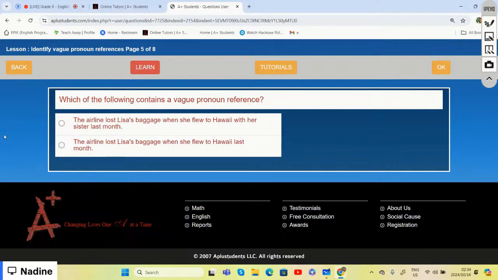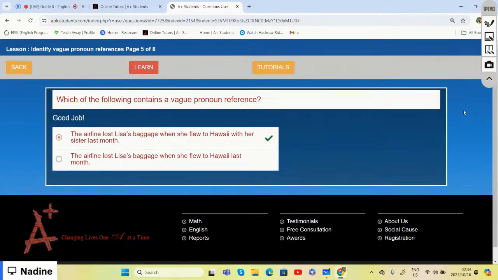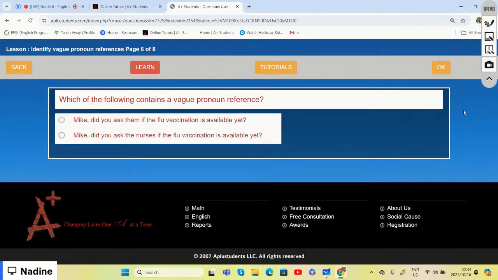All right. And yes, if we were to select the correct option, we would say option one, yes, is correct. Remember, vague pronoun reference, we don't use the specific names. Well done. Option one is correct.